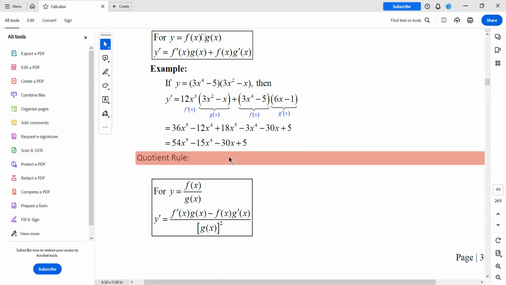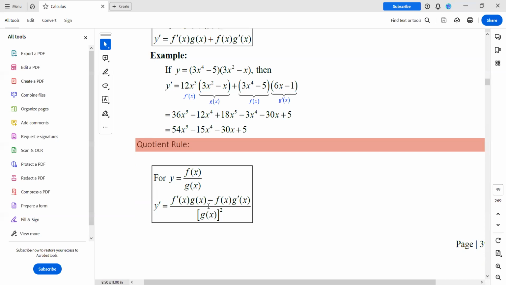So let's do the quotient rule. The quotient rule is when y is equal to f of x over g of x. So the differential of y in the quotient rule is what? The differential of f of x times g of x, minus f of x times the differential of g of x, over g of x all squared. So what does that mean? It means that you differentiate f of x, you leave g of x alone, minus, you leave f of x alone, you differentiate g of x.